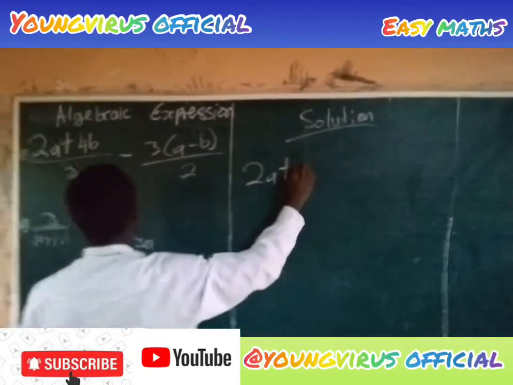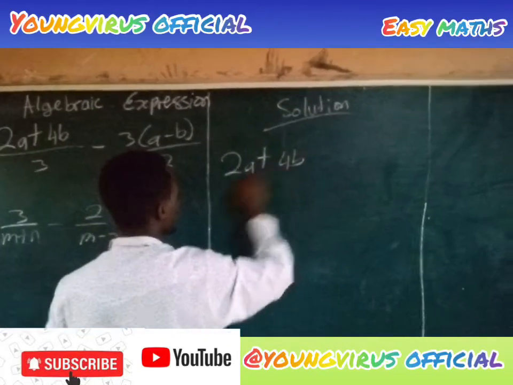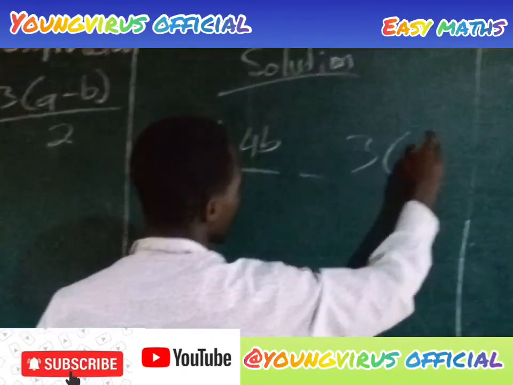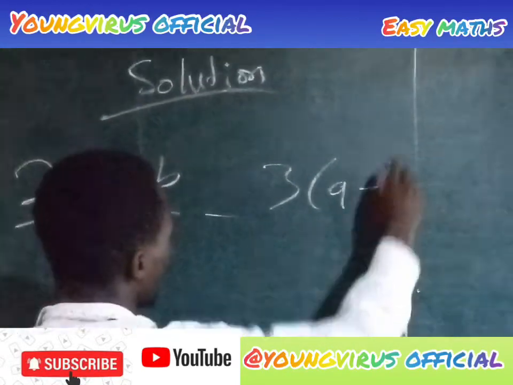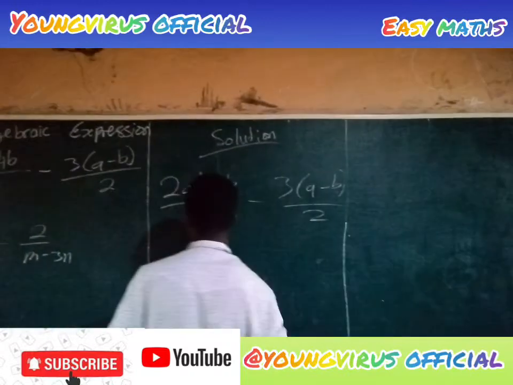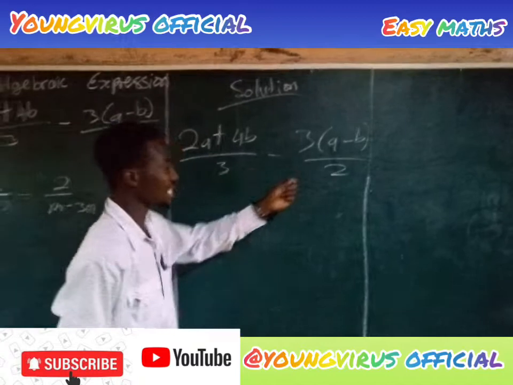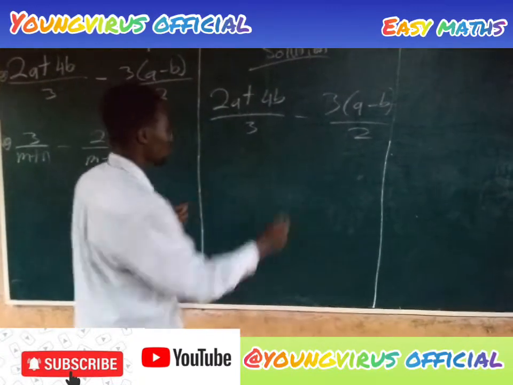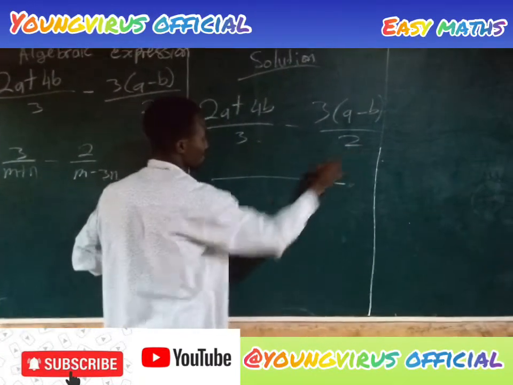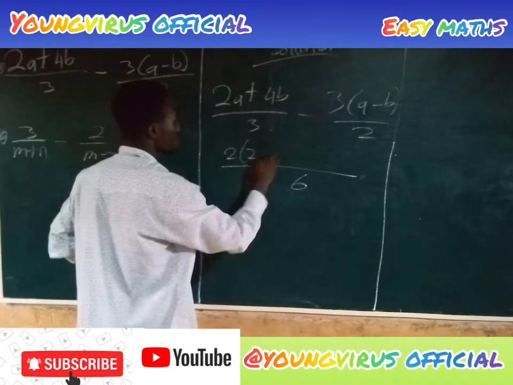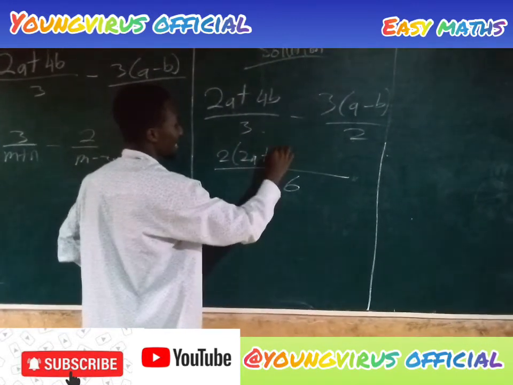With our first question, we have (2a + 4b)/3 minus (3a + 4b)/2. I know most of you have been taught a lot of things, but with this, we just multiply these two denominators. So 2 times 3, we have 6. Then 2 times 2a plus 4b.